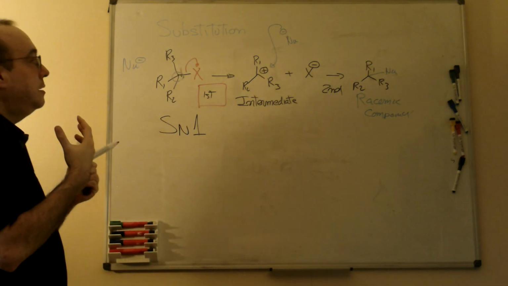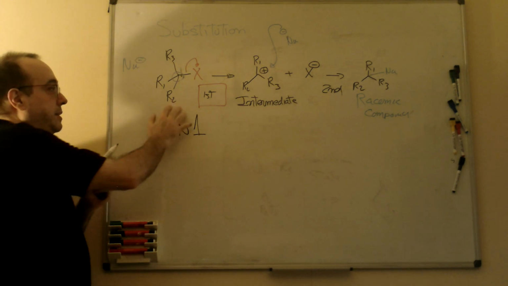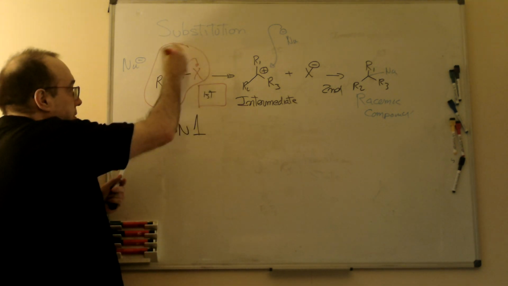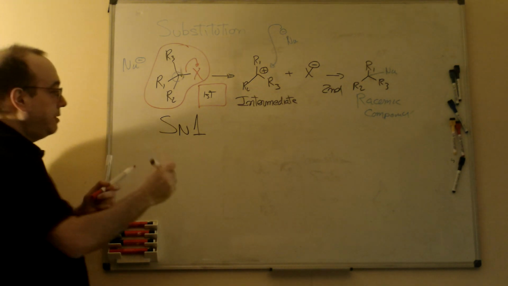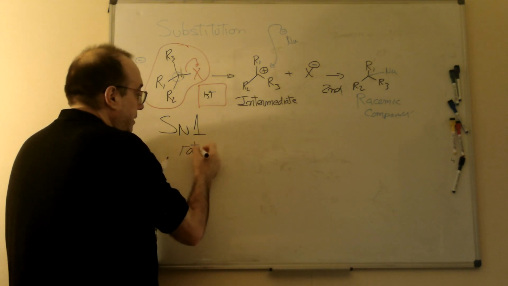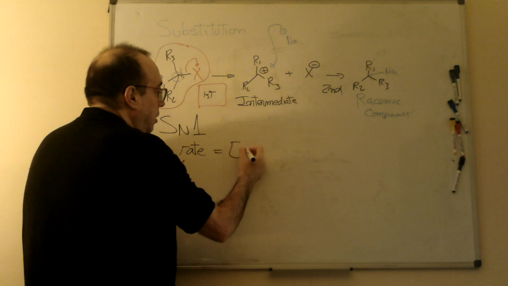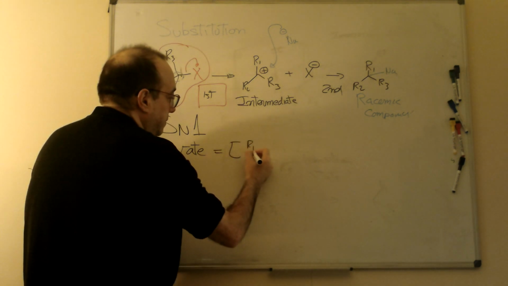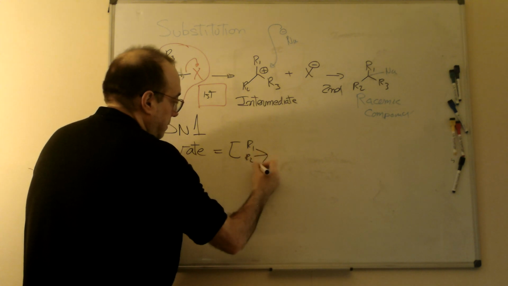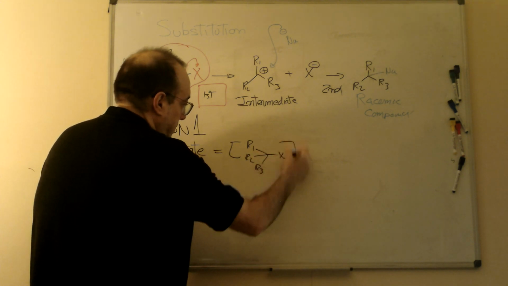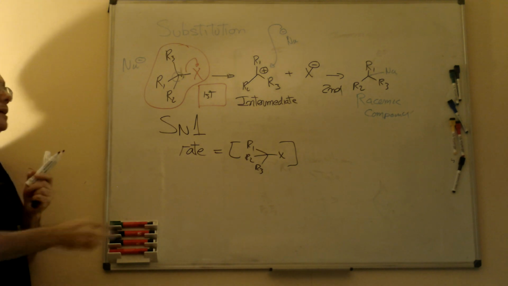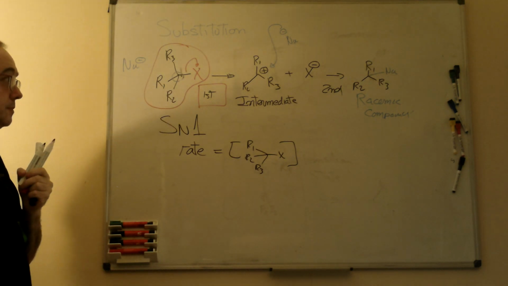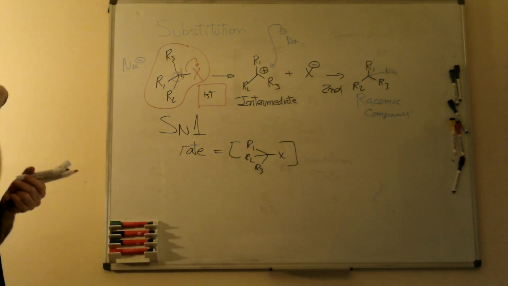Which compound participates in the rate determining step? Only this compound. That means the rate of the reaction will depend only on the concentration of this compound. Okay? This is why we call it unimolecular.